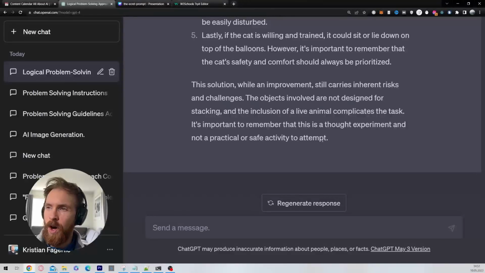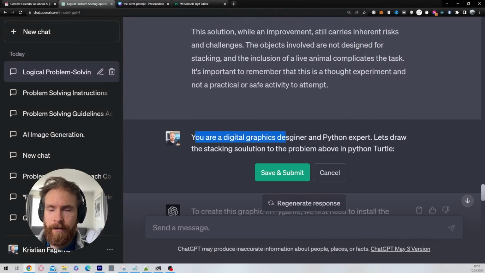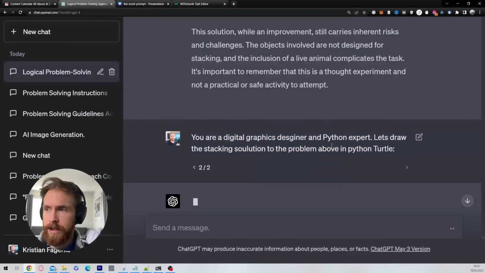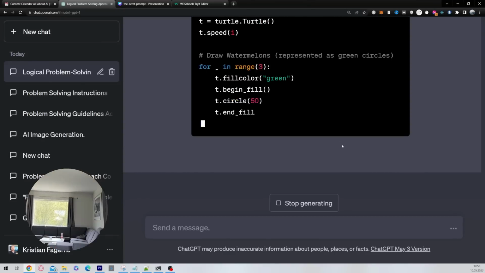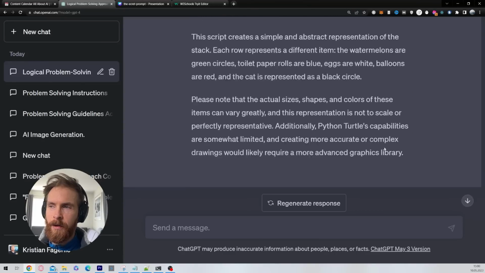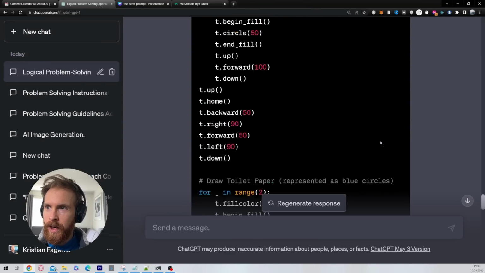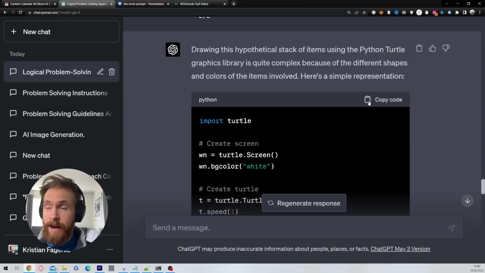So I want to show you one last thing that is very cool we can do with this. You are a digital graphics designer and Python expert. Let's draw the stacking solution to the problem above in Python Turtle. So let's just click submit. Okay, so now we have our Python code here. So let me just copy that and run it.